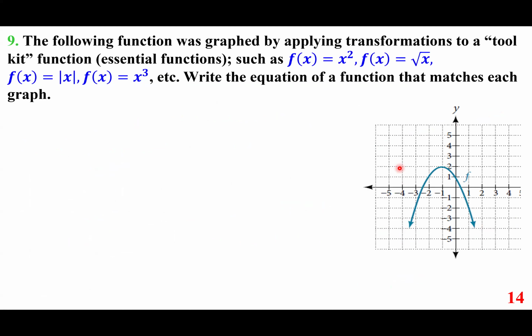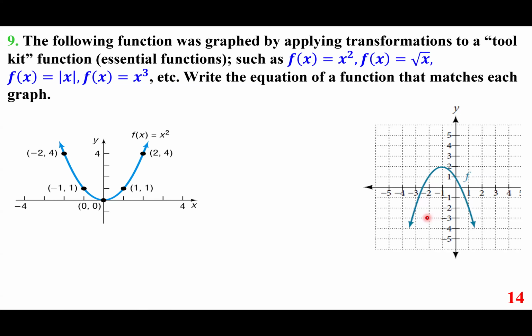This graph now: the following function was graphed by applying transformation to a toolkit function, the essential functions that have been mentioned. Write the equation of a function that matches each graph. And I hope you recognize this as a parabola. So the basic one is y equals x squared, and we should know the graph looking like that. So we have a vertex at 0, 0 originally, but it's been shifted here, -1, comma 2.